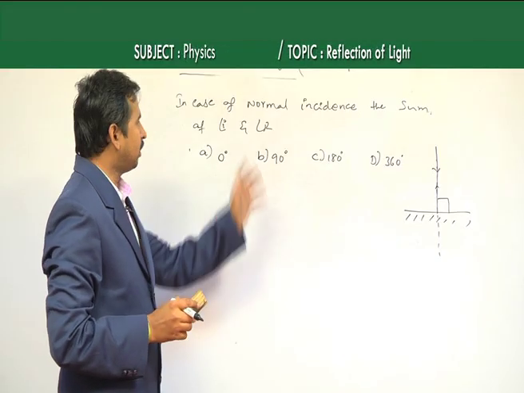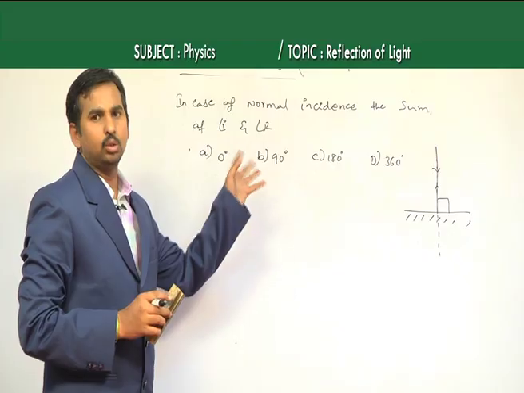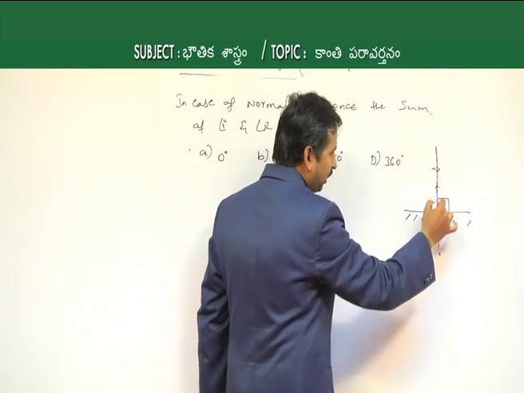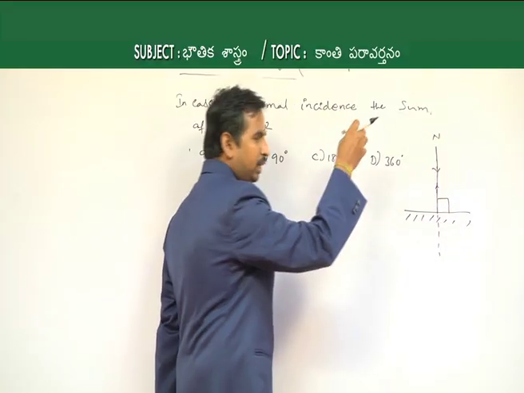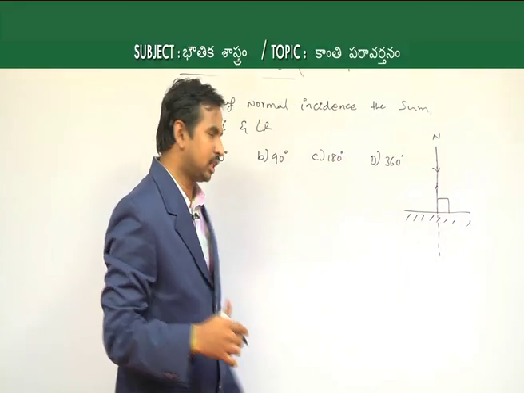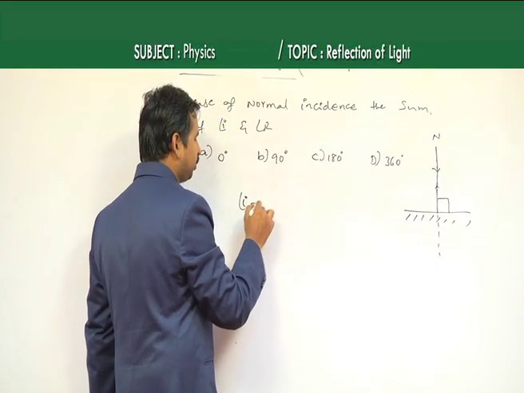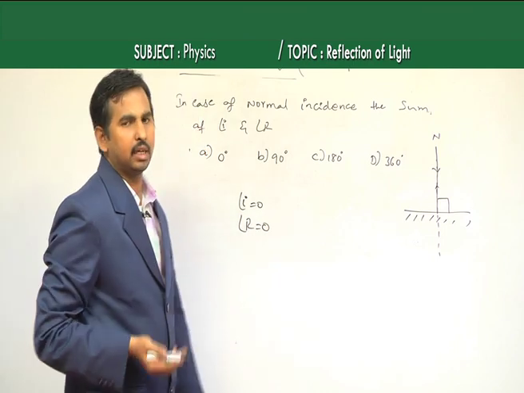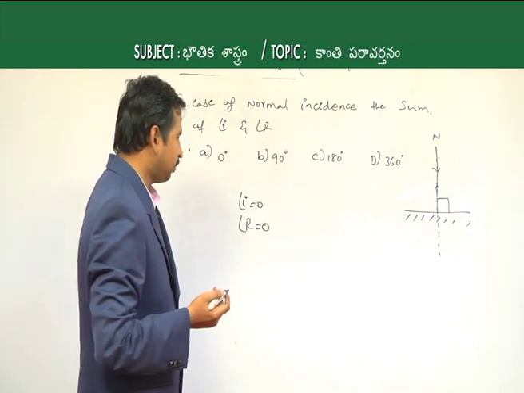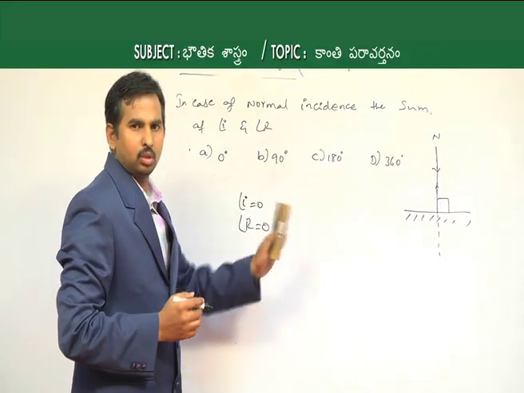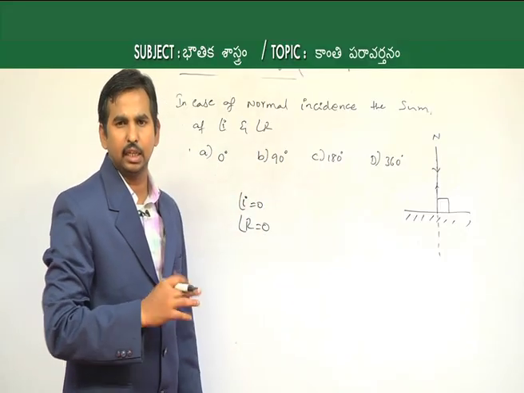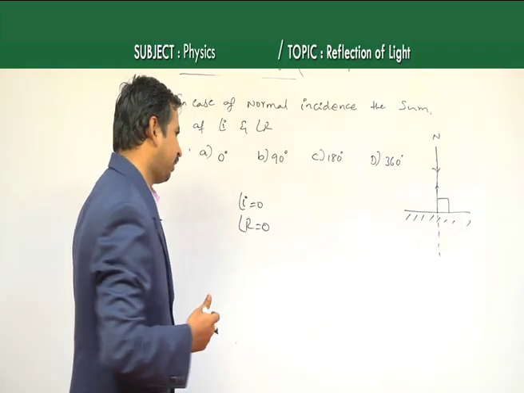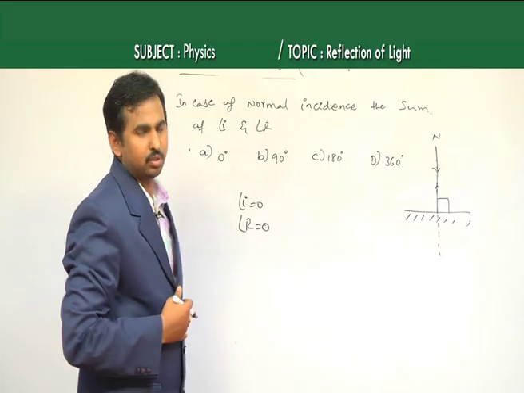If they want to ask the sum of angle of incidence and angle of reflection during normal incidence, even in that case, as this is the incident ray and this is the normal, the incident ray and normal both are merging here. So that is why the angle of incidence is becoming 0 and the angle of reflection is also becoming 0. Then if they want the angle between the incident ray and reflected ray, here if you observe, the incident ray is coming downwards and the reflected ray is going up. So again the angle between them becomes 0 only.